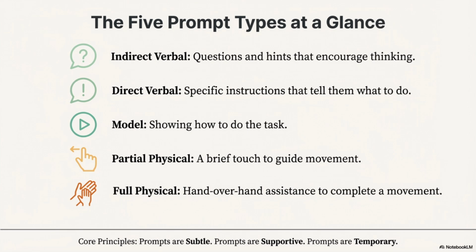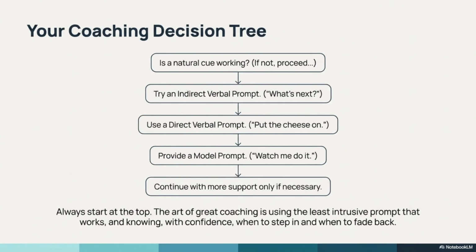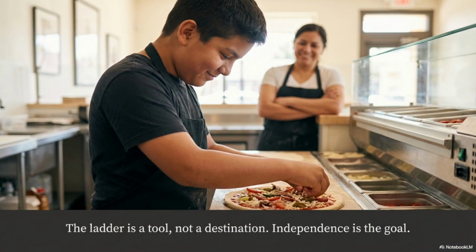And you know the decision process. Start with least intrusive, move down the hierarchy only if needed, and always be ready to fade back up to less intrusive support. Remember, prompts should be subtle, prompts should be supportive, and prompts should be temporary. You're not there to do the job for the person. You're there to teach them how to do it independently. That's what prompting is for.